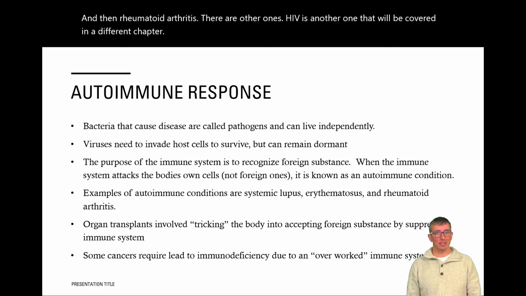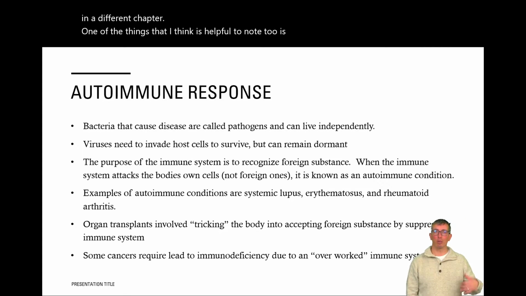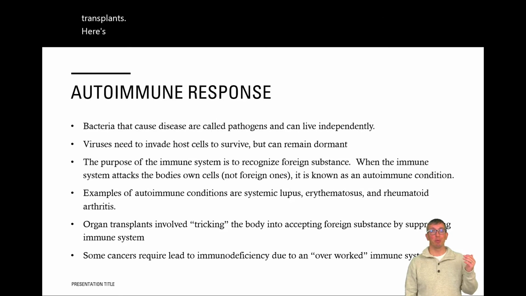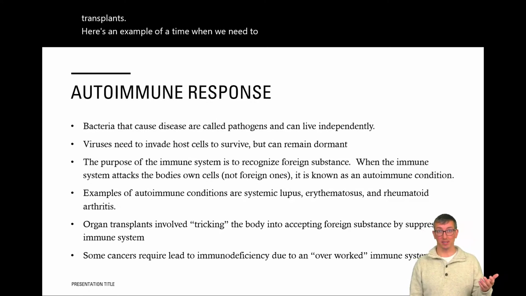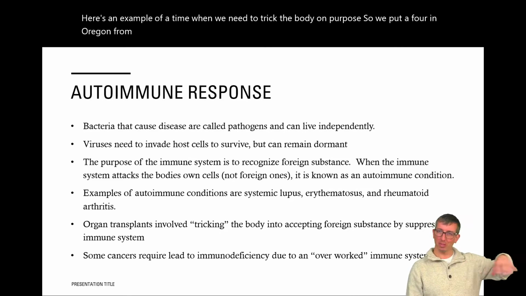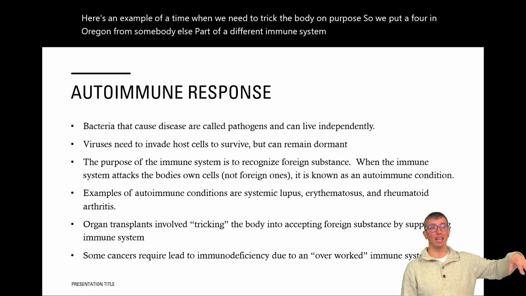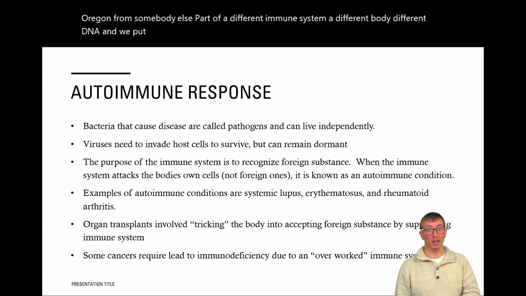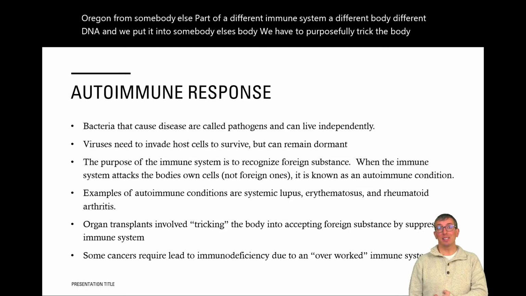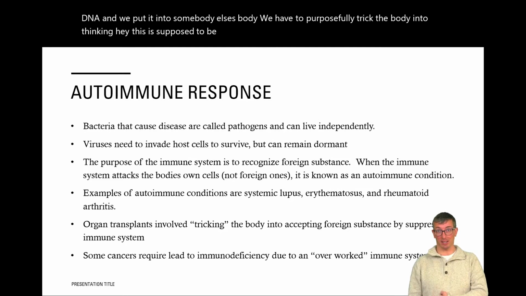One of the other things that I think is helpful to note too is when we think about things like organ transplants, here's an example of a time when we need to trick the body on purpose. So we put a foreign organ from somebody else, part of a different immune system, a different body, different DNA, and we put it into somebody else's body. We have to purposefully trick the body into thinking, hey, this is supposed to be here. You don't want to reject this, right?